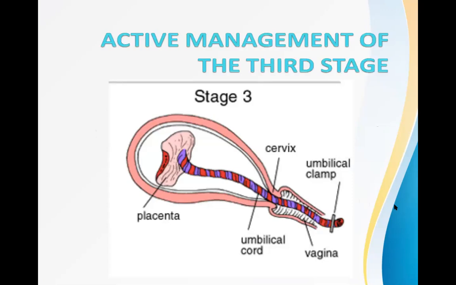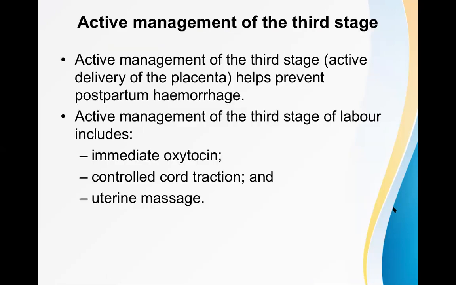Now, let's talk about how to manage the third stage of the labor. This is called active management of the third stage of the labor. So, what is the meaning? Active management of the third stage of the labor is active delivery of the placenta. It helps to prevent postpartum hemorrhage. Postpartum hemorrhage means if excessive bleeding occurs after the delivery, we call that postpartum hemorrhage. Partum is delivery, remember that. Post is after. So postpartum hemorrhage, very, very important term.